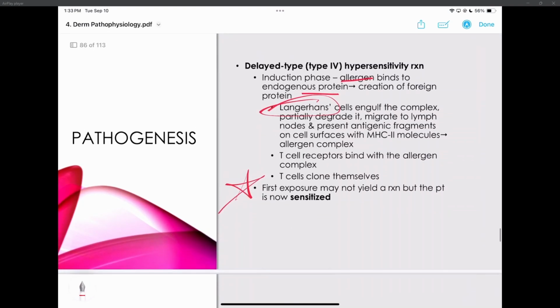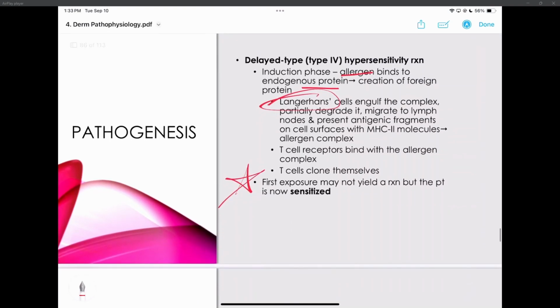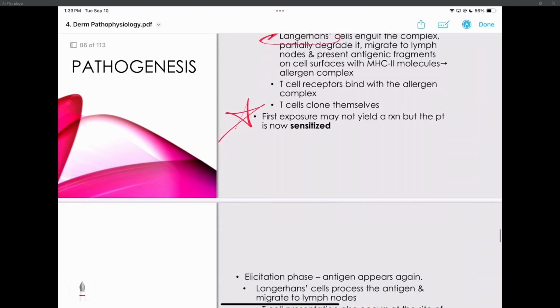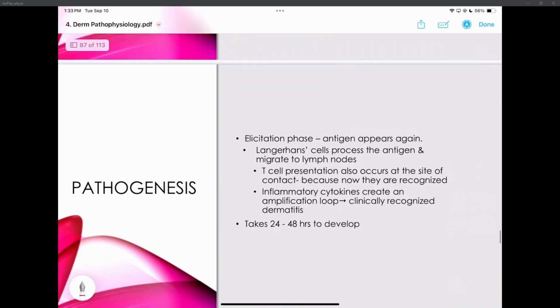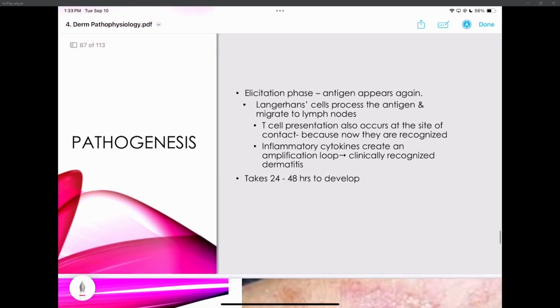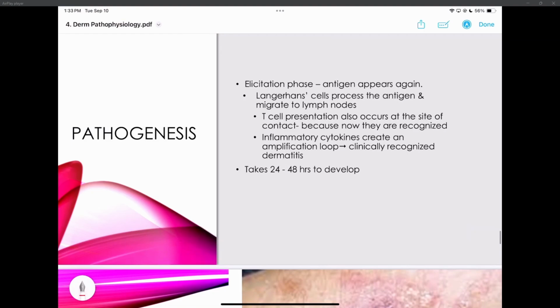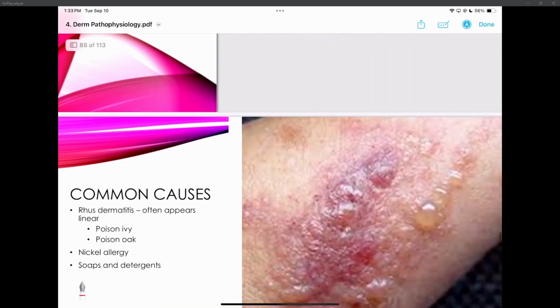So now we're sensitized again. If you get exposed again, then you have that hyperresponsiveness because we're already primed for it. Remember, this is the delayed type. So 24 to 48 hours to present. It takes some time for all these things to happen. That's why it's a delayed hypersensitivity reaction.